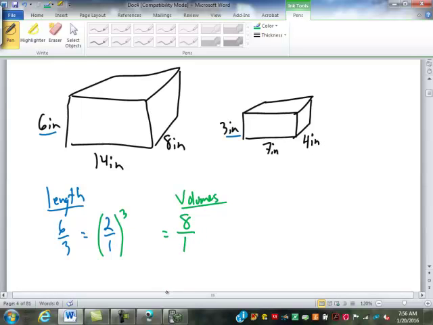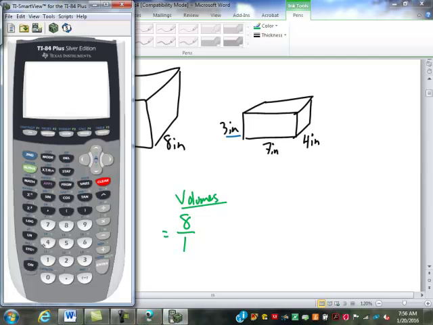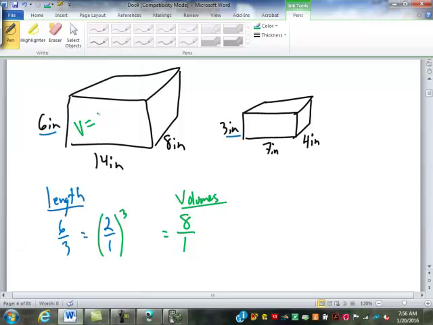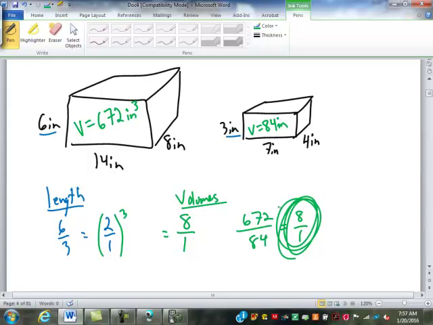Well, let's check this out. What is the volume of this? 6 times 14 times 8 is 672. Inches cubed. The volume of this, 3 times 7 times 4, 84. So is 672 over 84, does that divide out to be 8 to 1? Sure does.